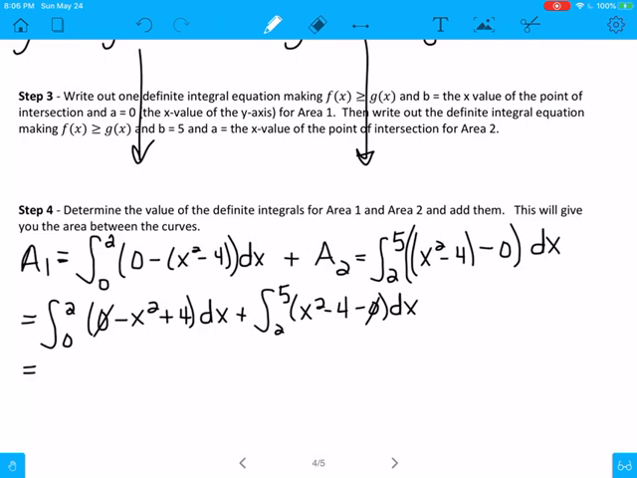So now we do the integral of that. So x squared raised 1 is x cubed. So I'm going to get negative 1 divided by 3, x cubed, plus 4x plus c from 0 to 2, plus x squared, so you're going to get 1/3 x cubed minus 4x plus c from 2 to 5.